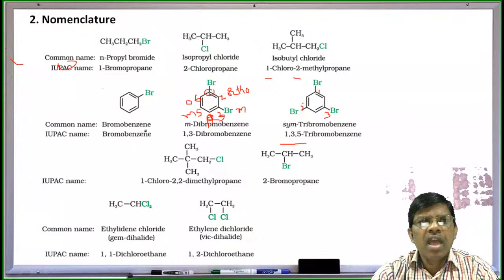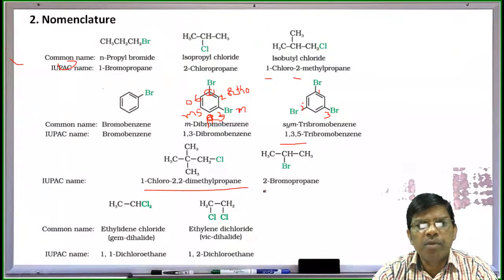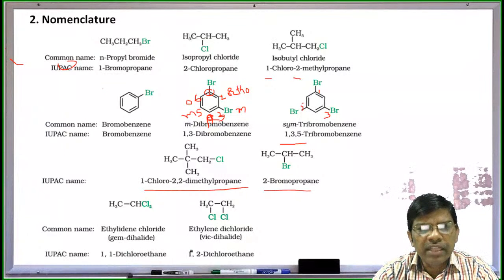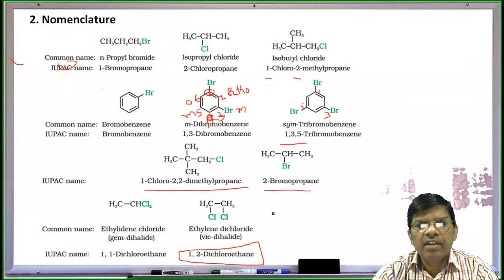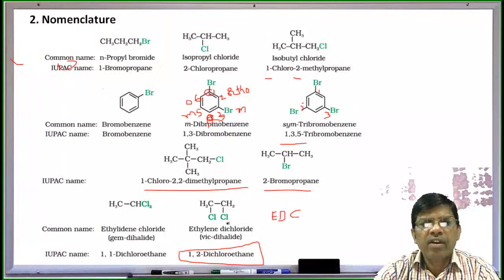When it comes to aliphatic haloalkanes, the nomenclature differs. N-propyl bromide is 1-bromopropane, isopropyl chloride is 2-chloropropane. Like that, the IUPAC name of this is 1-chloro-2,2-dimethylpropane, and 2-bromopropane. This common name is ethylene chloride, and dichloroethane is a commonly used solvent in organic chemistry, ethylene dichloride, usually denoted as EDC. Yes, so 1,2-dichloroethane.